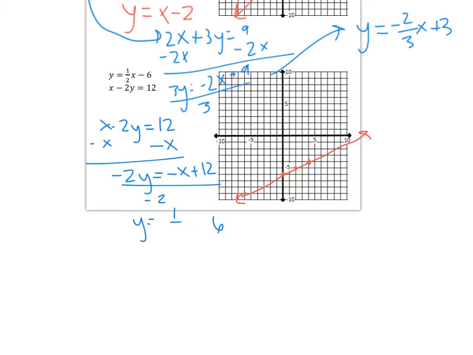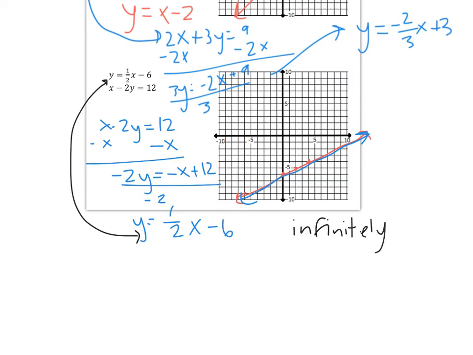Let's fix this. Let's write this a little bit better. All right, so I get y equals 1/2 x minus 6. So as you can see, these are actually the same equation, right? So I will have the same graph. So I will have infinitely many solutions because the two are the same line.